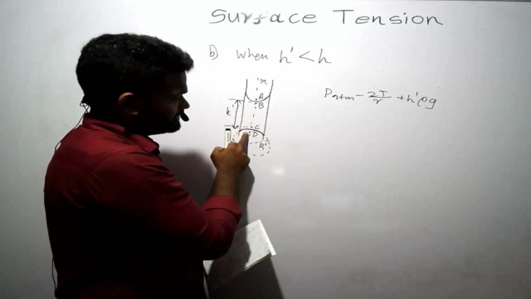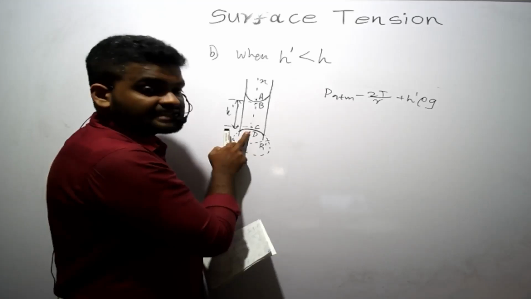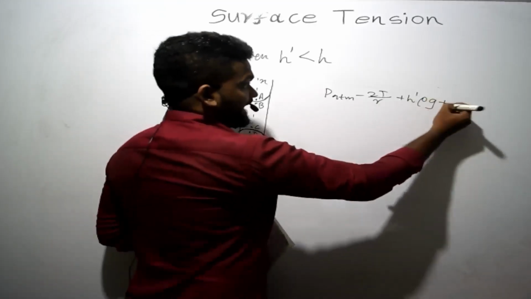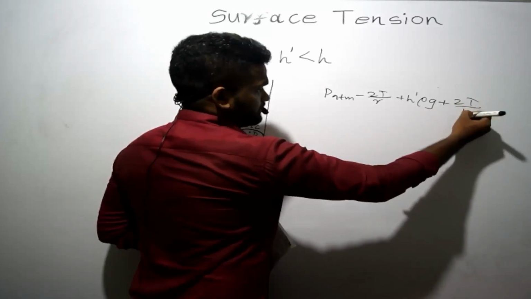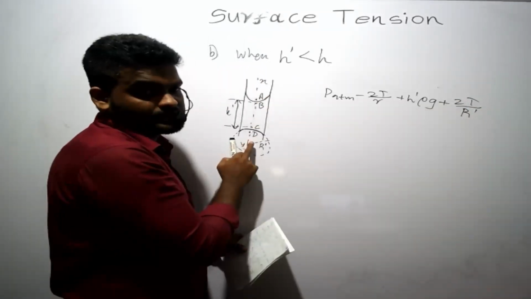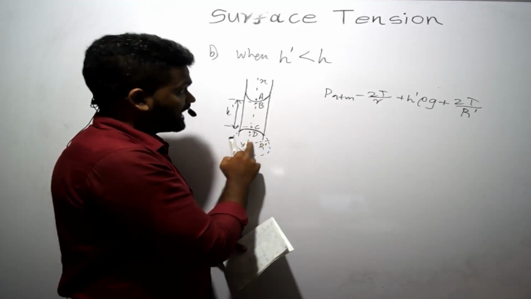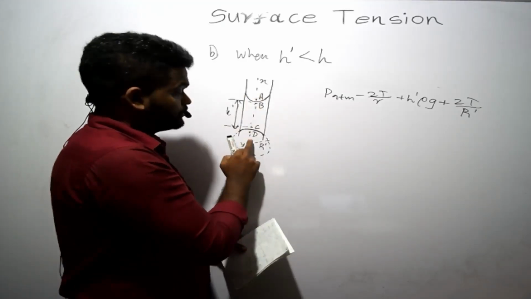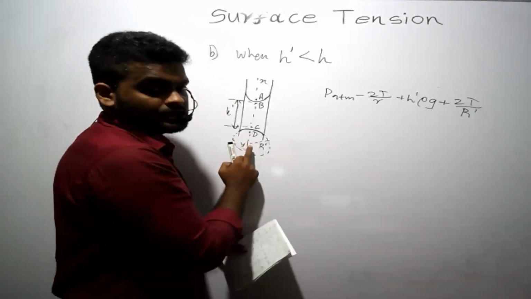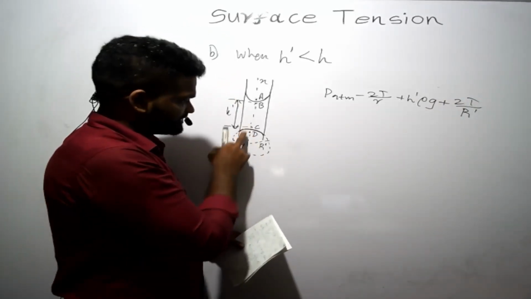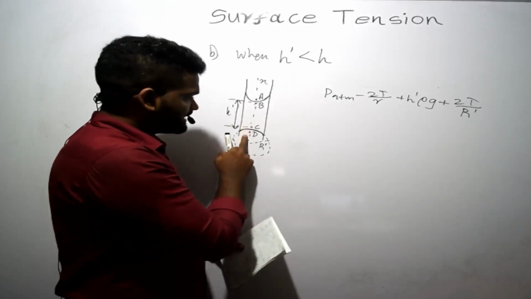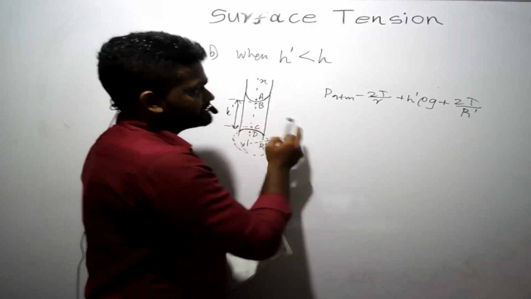Then after C, pressure on this side is higher, so you have to add 2T divided by the meniscus radius. This is not hemispherical, so you can't use the internal radius. You need the radius of the meniscus, so it is plus 2T over R dash. Why plus? Because pressure here is higher than here. So it is equal to PD, and PD means PATM.